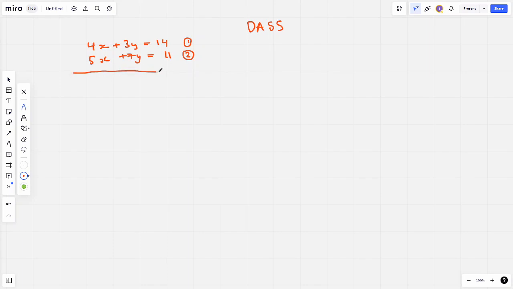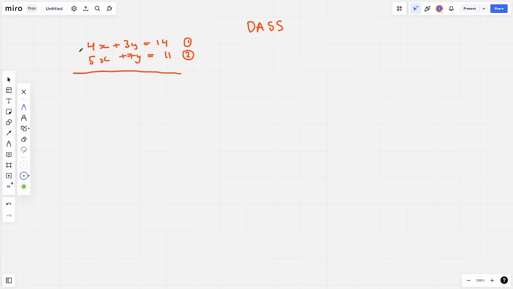But remember, in the previous example, we had the same magnitude of y, so we could minus a positive y from a positive y, leaving us with 0. But in this case, if we do 4x minus 5x, that's negative x. 3y minus 7y is negative 4y. So we can't eliminate any variable. That means we must find a common factor.